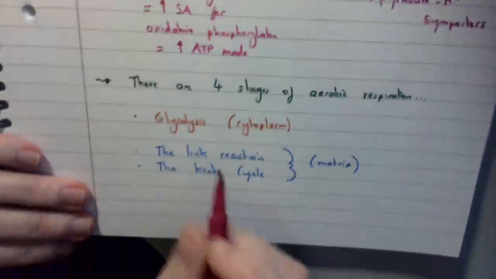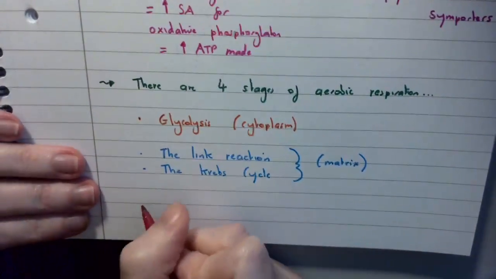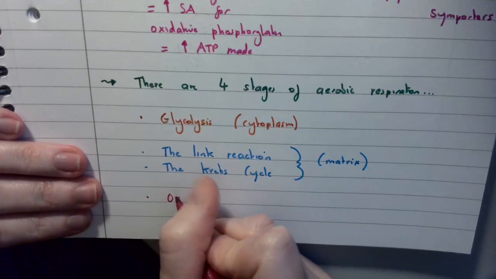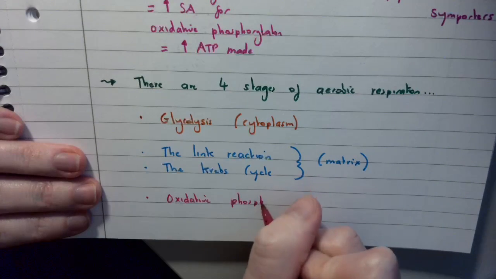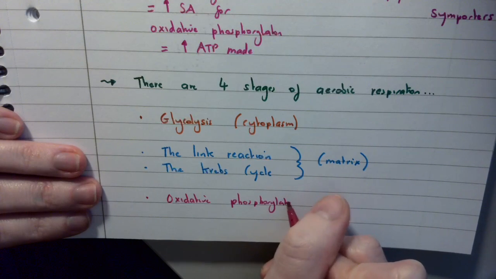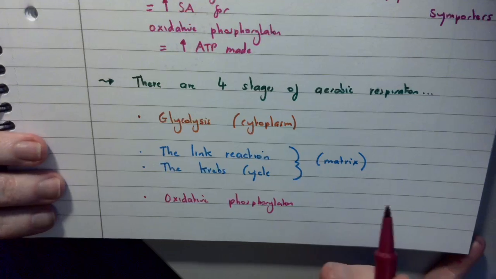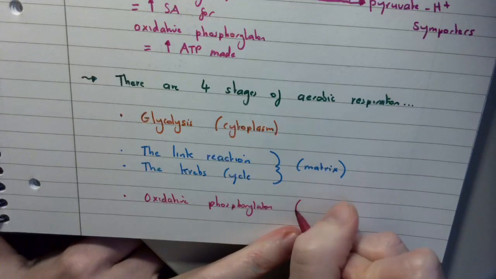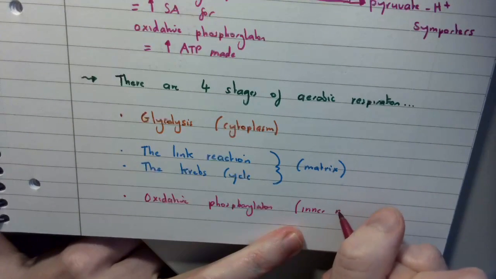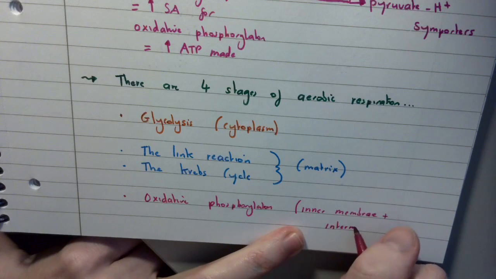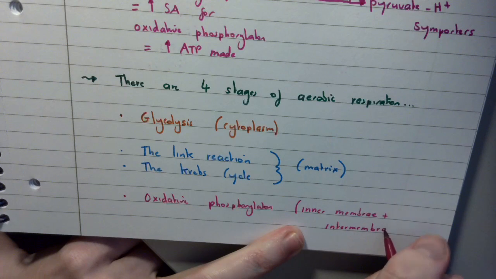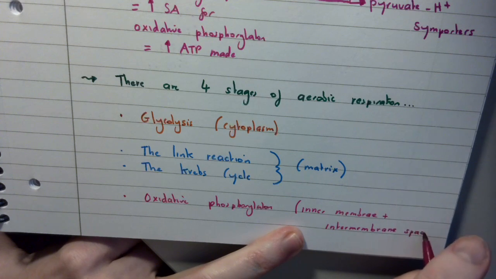And then the last stage, stage 4, is called oxidative phosphorylation, which I've already written here. This happens on the inner membrane and in the intermembrane space. So again, I'm just going to go up and label this on the mitochondria.